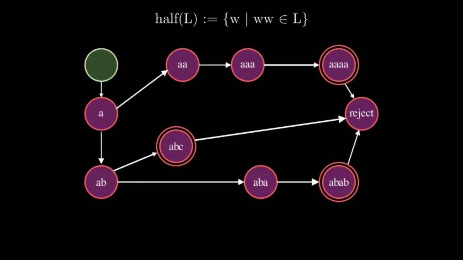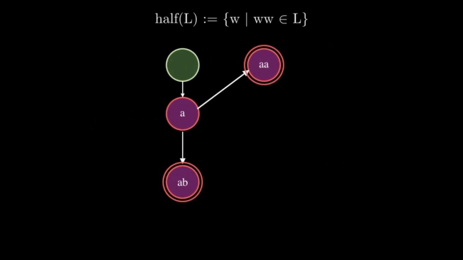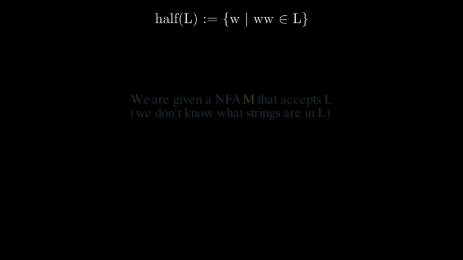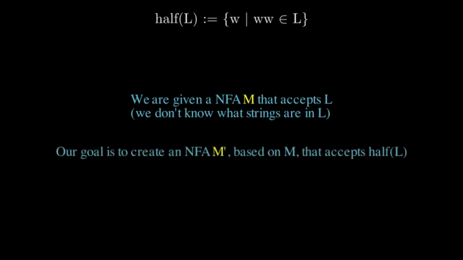We can draw an NFA of L like this. Because we know what strings are in L, we can also easily construct an NFA of half L. But what if the language L is arbitrary? Let's say we have an arbitrary language L. We don't know what strings are inside the language L. L is represented by the NFA M. Our goal is to create a new NFA that is based on M, that accepts half L.